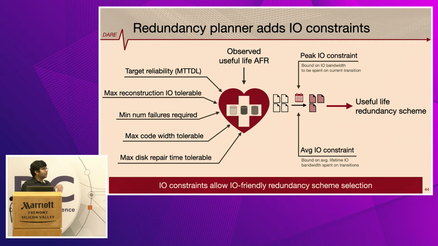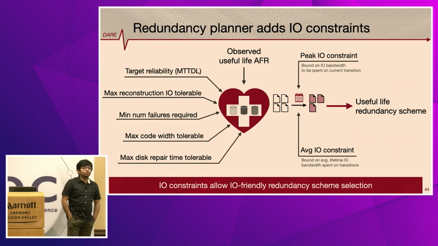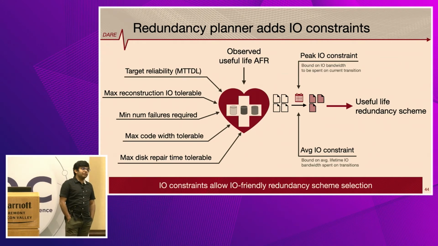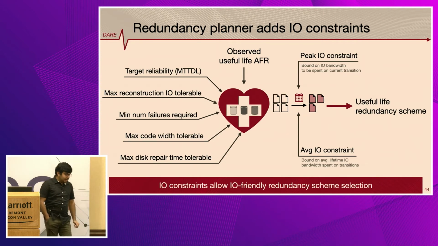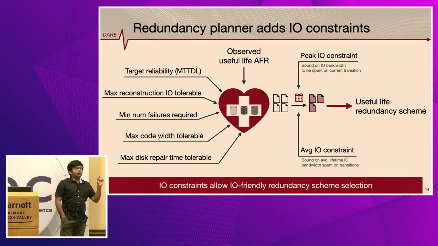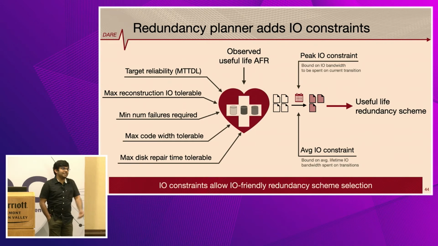So using the average I/O constraint and peak I/O constraint, you can now have a scheme selection, or you can choose to have fewer phases of useful life if required. For example, if you have transitioned too many times in quick succession across too many phases of useful life, the next scheme you use can be a very conservative one, because now you have spent a lot of I/O already on transitions. And the opposite example is that if you have had one long phase of useful life, you can afford to have more smaller phases of useful life until you are safely below your average I/O constraint.